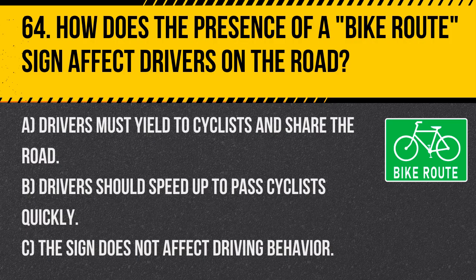Question 64. How does the presence of a bike route sign affect drivers on the road? A. Drivers must yield to cyclists and share the road. B. Drivers should speed up to pass cyclists quickly. C. The sign does not affect driving behavior. Answer: A. Drivers must yield to cyclists and share the road. The bike route sign indicates areas where cyclists are likely to be present, requiring drivers to be cautious.